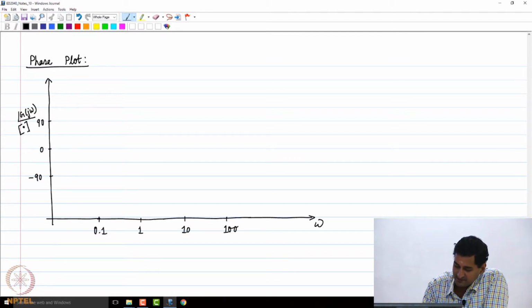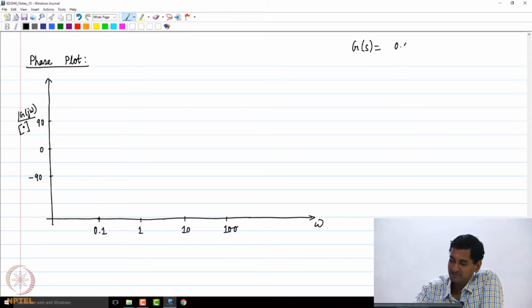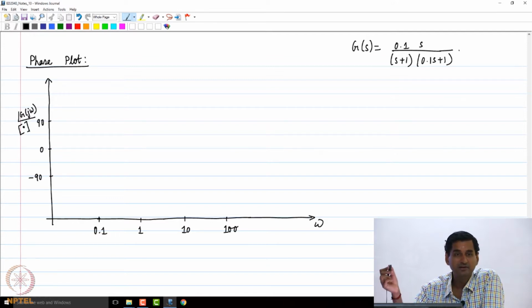Now let us just plot the phase plot. Okay, so what is going to happen? Let us do it for each one factor at a time, right? That is what we are going to do. So let me use the same color code. So ultimately what are we plotting for? G of s is going to be, let me rewrite the transfer function here. So 0.1 s divided by (s plus 1) times (0.1 s plus 1), right? So that is what we are doing.